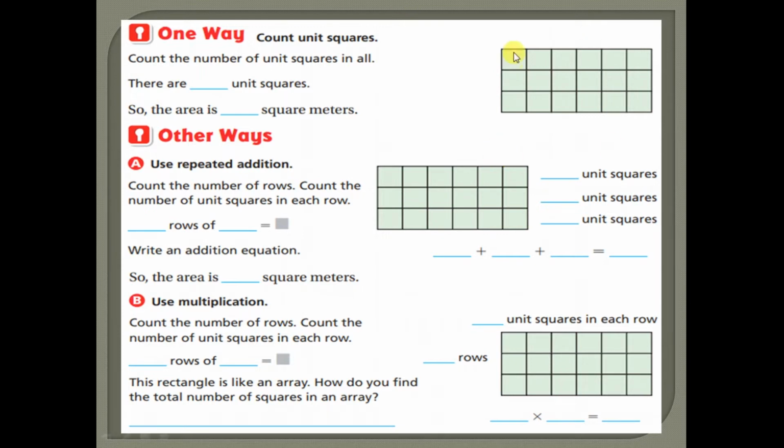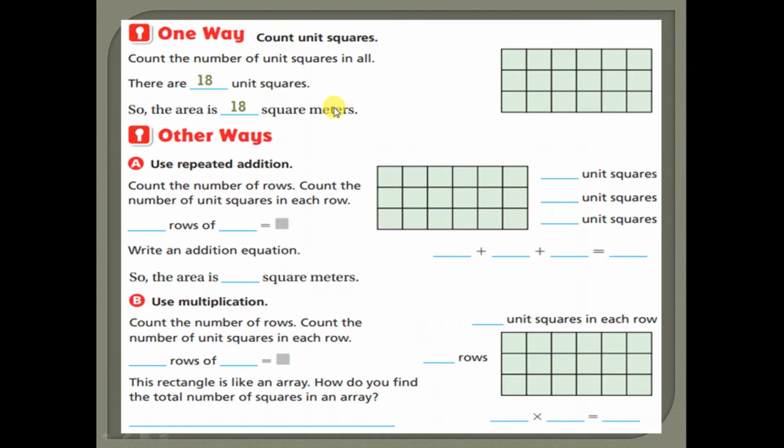So let's count together how many square units are inside the rectangle here. 1, 2, 3, 4, 5, 6, 7, 8, 9, 10, 11, 12, 13, 14, 15, 16, 17, 18. So it's 18 square units. So the area again is 18 square meters. Why did he say square meters? Because the unit that he's using here is 1 meter for each square unit.